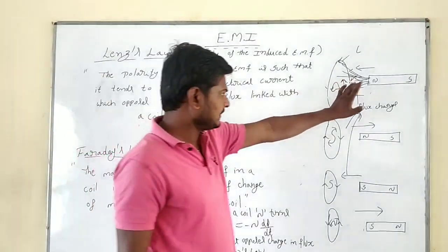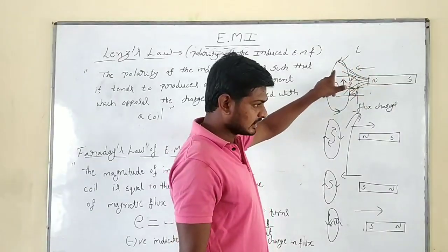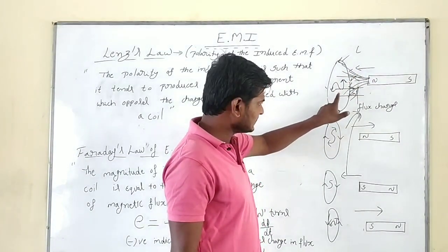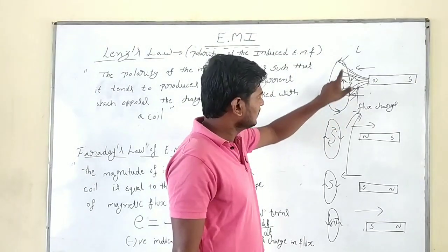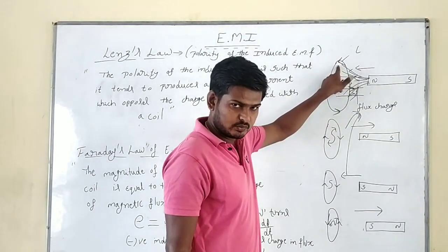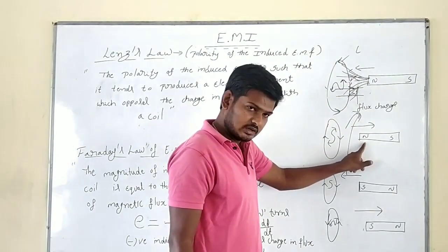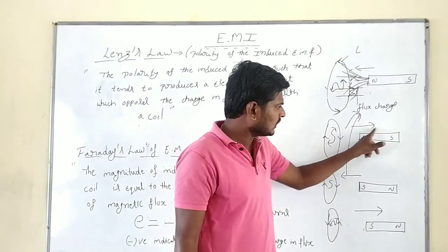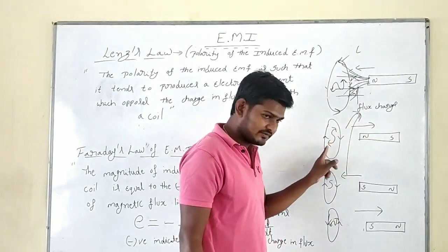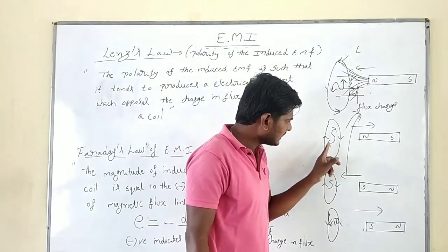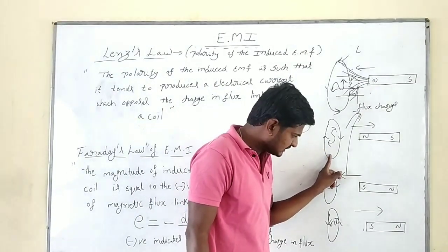Keep in mind, when the north pole moves towards the coil, what will happen? The face of the coil is also going to become north. Current is going to flow in an anti-clockwise direction. When the north pole of the magnet is moved away from the coil, what will happen? The face of the coil is going to become south. The current is going to flow in a clockwise direction.